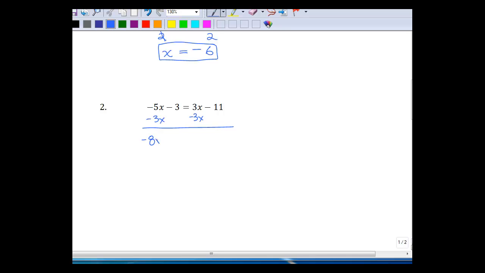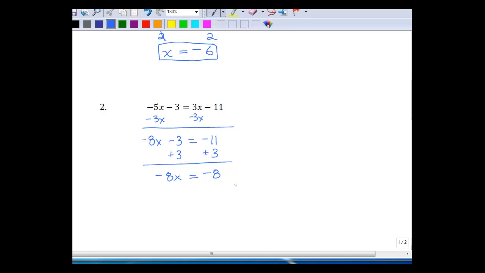The left side becomes negative 8x. I still have this minus 3, and on the right side I have negative 11. Continuing, I have my variables on the left side. Now I need to get my numbers on the right side, or my constant terms on the right side. So I'm going to use opposites again to move terms from side to side. I'm going to introduce a positive 3 because that's the opposite of that negative 3. If I write down what I have left, I've got negative 8x on the left and negative 8 on the right. So now I've got all my variable terms on one side and my constant terms on the other.